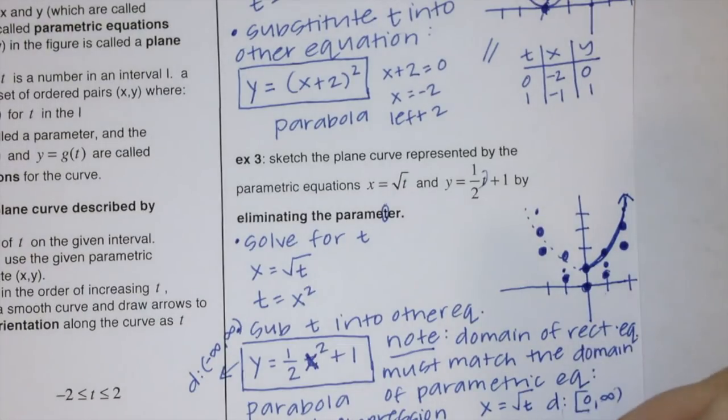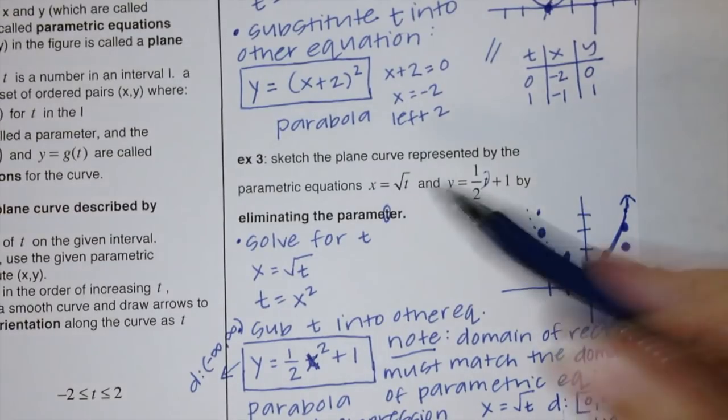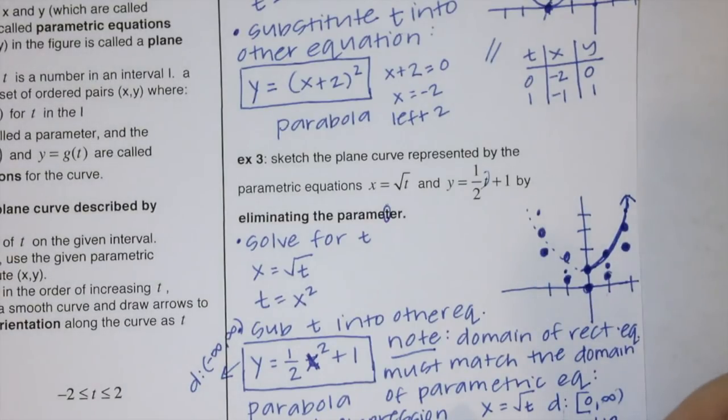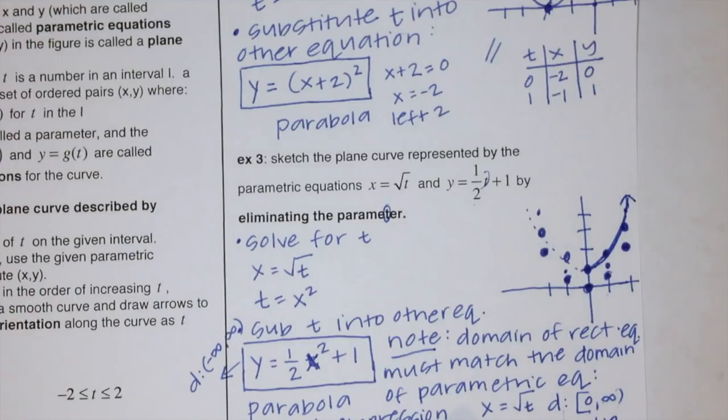So again, how do we figure out our arrows? We have to do our tiny table, t, x, y. Again, just picking 0 and 1. Square root of 0 is 0. 1/2 times 0 plus 1 is 0. And then when I do 1, I get 1. And then this one, I'm going to get 1 1/2, or 3/2 if you prefer.